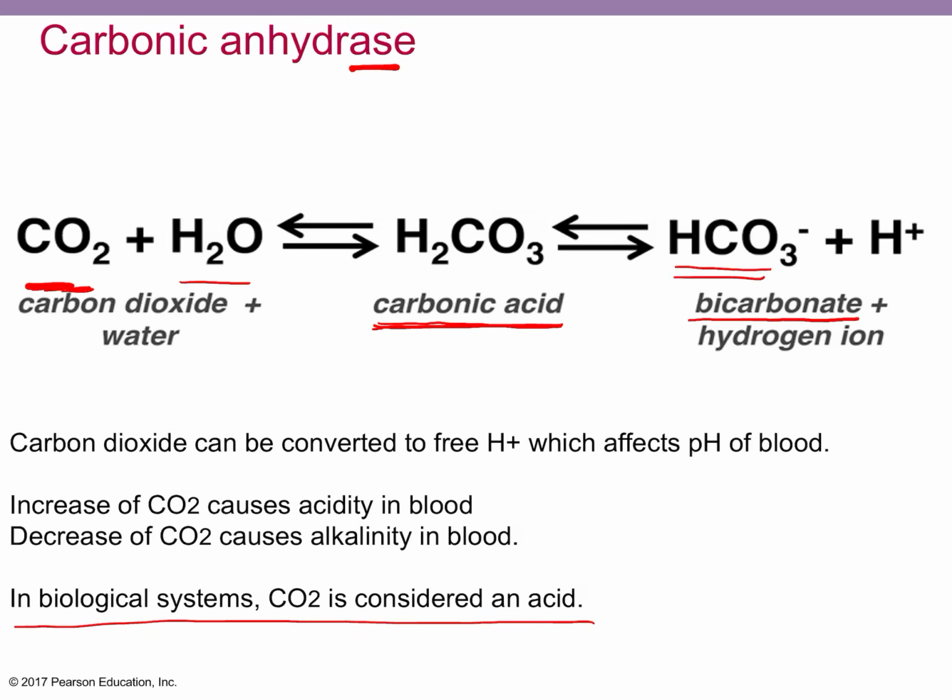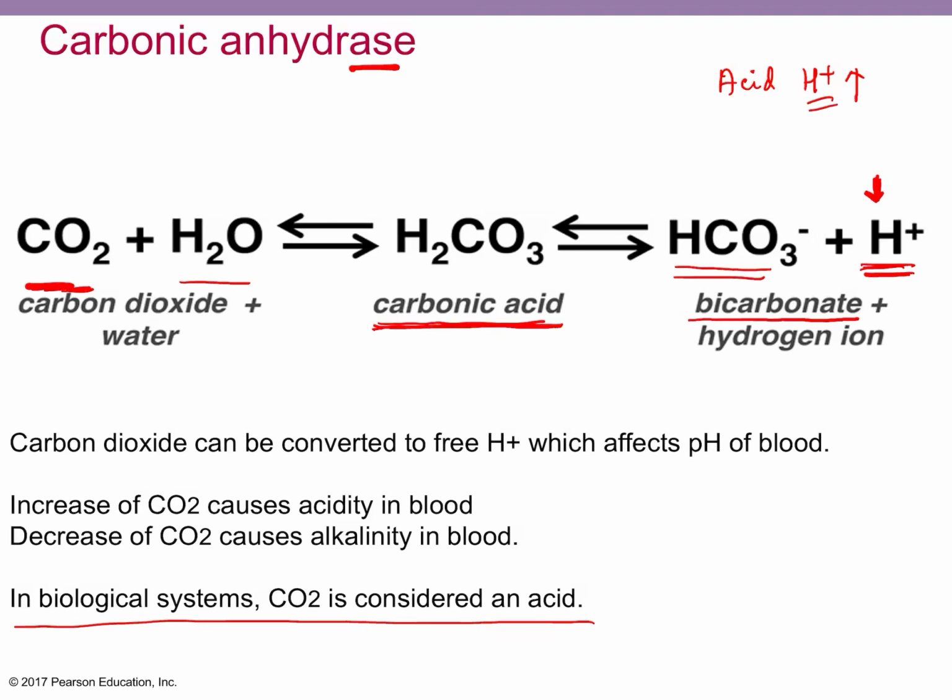So the bicarbonate is going to be this guy right here. And bicarbonate can free up this hydrogen ion. The reason why it's an acid is because, just to review, an acid is a substance that donates free hydrogen ions. So the more free hydrogen ions you have, the more acidic your pH becomes. And so this carbonic acid can donate this hydrogen ion into the bloodstream, causing it to be more acidic.